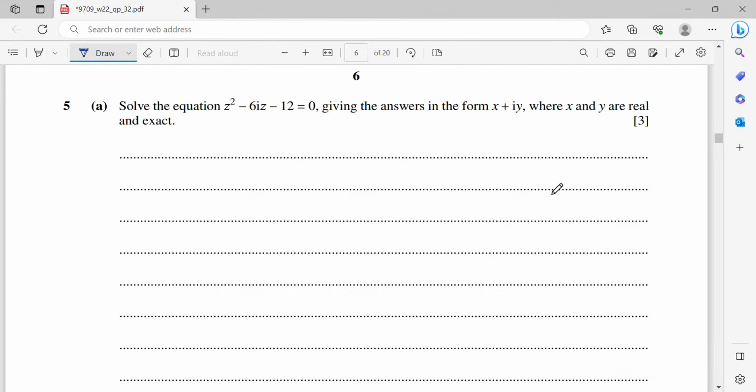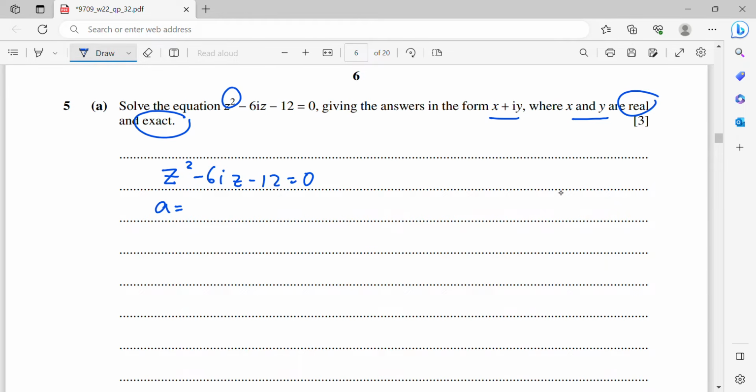Okay, now question 5. Solve the equation z squared minus 6iz minus 12 equals 0, giving the answers in the form x plus iy, where x and y are real and exact. Exact means no decimal. Okay, so now rewrite the equation. Since this is degree 2, I will say that this is a quadratic equation. Then now I'm going to solve this using the quadratic formula.